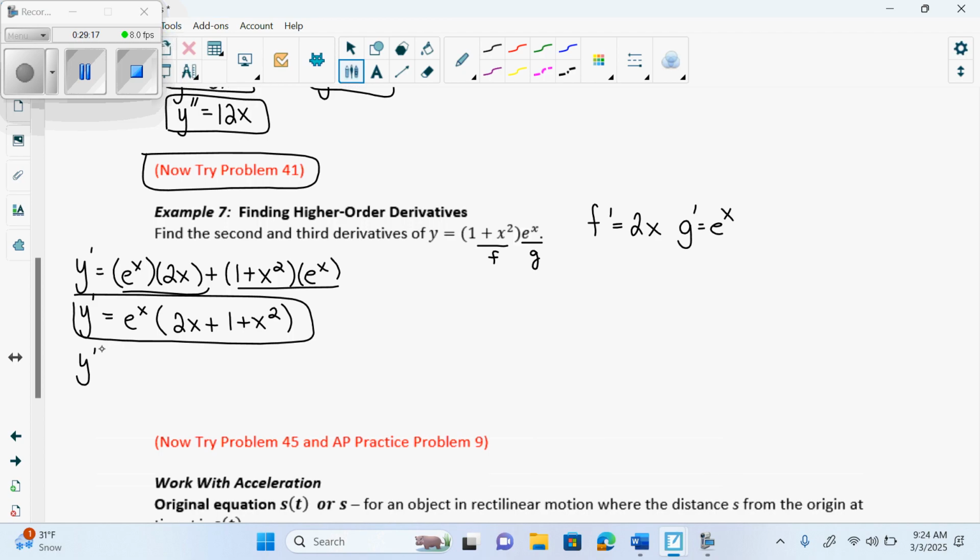Derivative 2 is to take the derivative of that. So y double prime. So this is my new f, this is my new g. My f prime is e to the x, and my g prime is, the derivative of 2x is 2, the derivative of 1 is 0, derivative of x squared is 2x. So y double prime is g f prime plus f g prime.